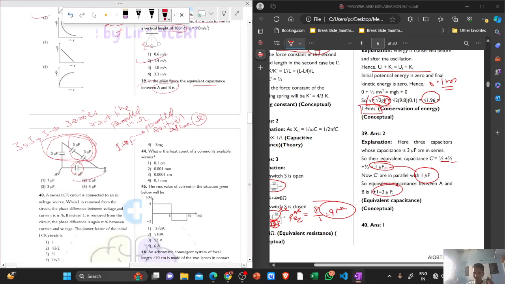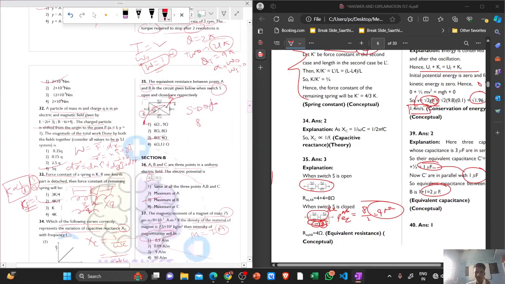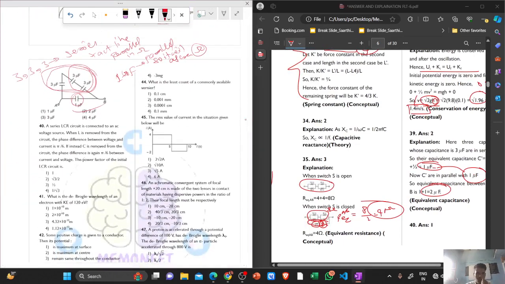Okay, now moving towards the next question. It is an LCR circuit question from the AC chapter. An LCR circuit is connected to an AC voltage source. When L is removed from the circuit, the phase difference between the current and the voltage is pi by 6. When C is removed from the circuit, the phase difference becomes pi by 6 between the current and the voltage.